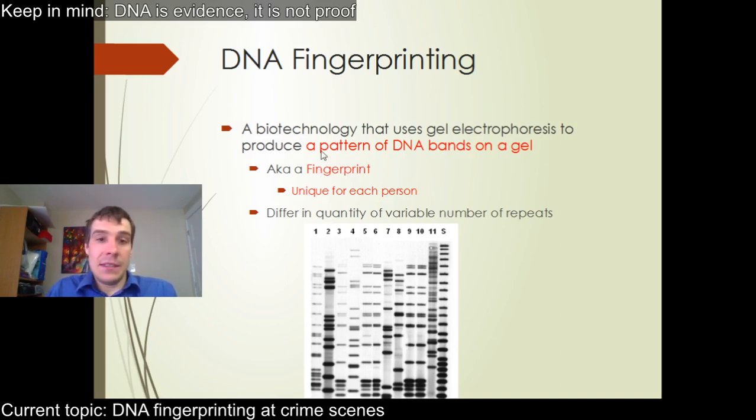So this is a biotechnology. It uses this thing called gel electrophoresis, and it creates this pattern of bands on a gel. There's like a fingerprint that's unique for each person. And the DNA that they're specifically looking for is the number of repeats of these random repeat sequences.